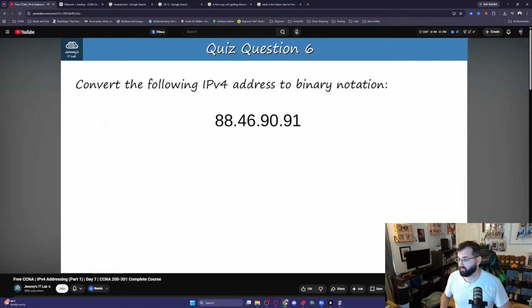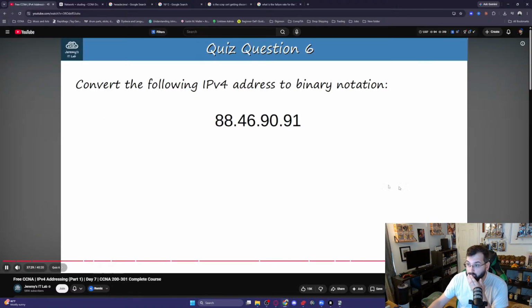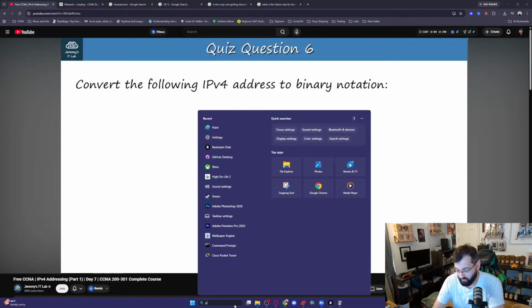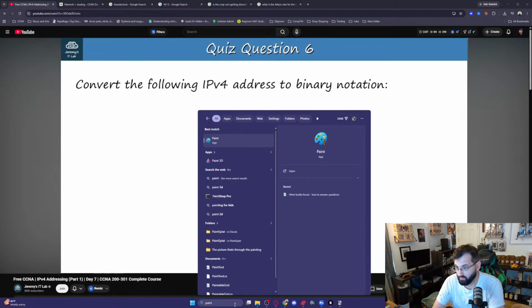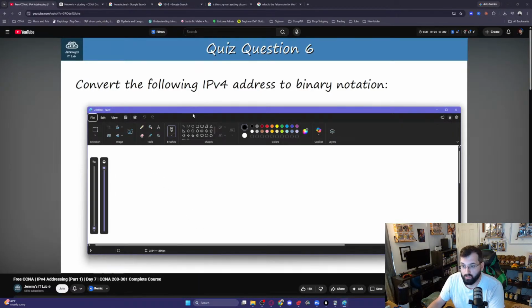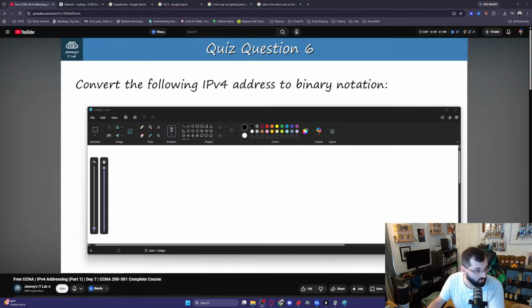Nailed it. Convert the following IPv4 address to binary notation. 88.46.90.91. Pause the video. Okay, we should be able to do this. I'm gonna try to get the paint again. Okay, and then let's see if it'll work this go around. Window capture.